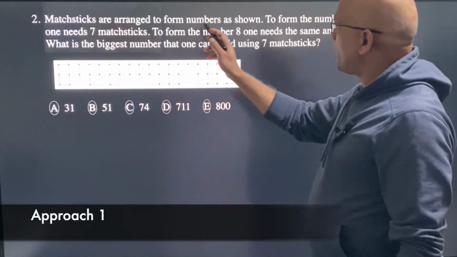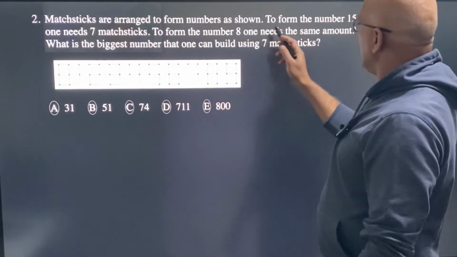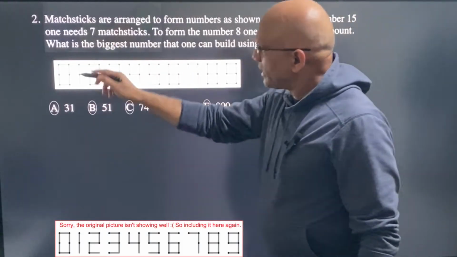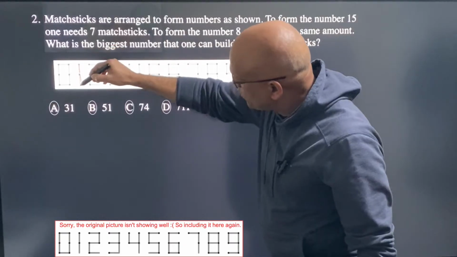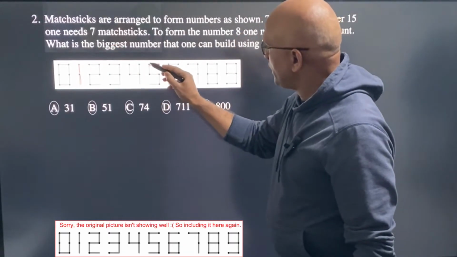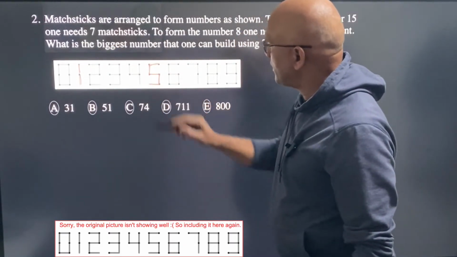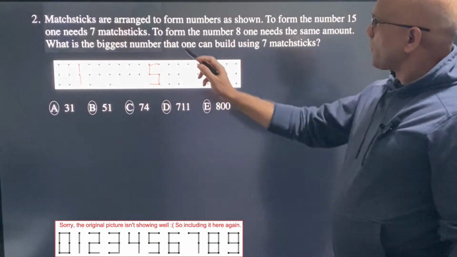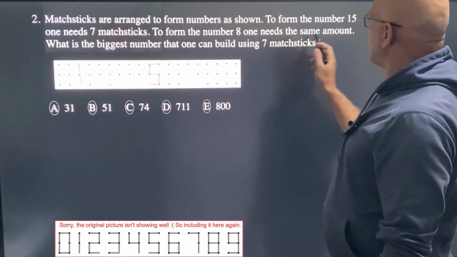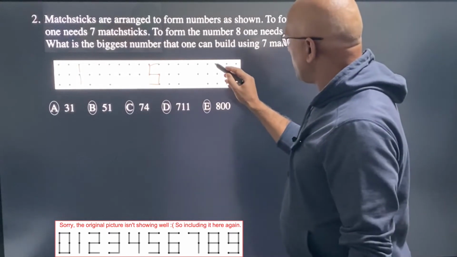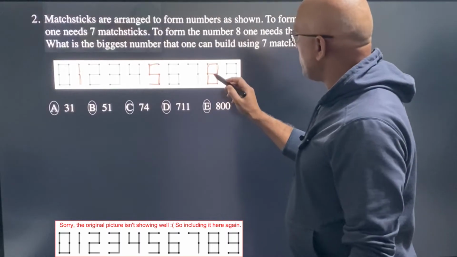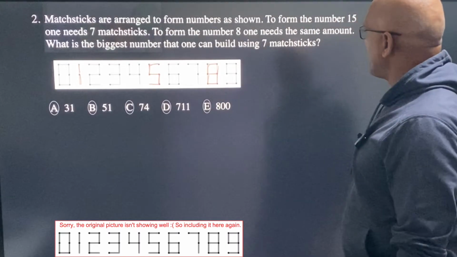Matchsticks are arranged to form numbers as shown here. To form number 15, one needs 7 matchsticks. Alright, so this is 1, 2, 3, 4, 5, 6, 7. To form the number 8, one needs the same amount. Okay, 1, 2, 3, 4, 5, 6, 7. We also need 7 matchsticks to form the number 8.